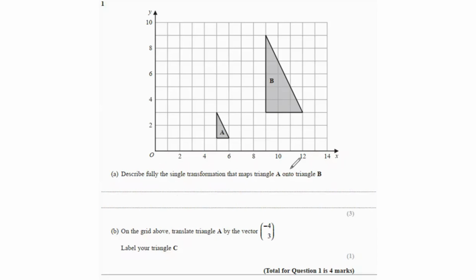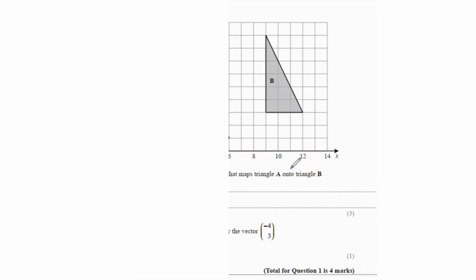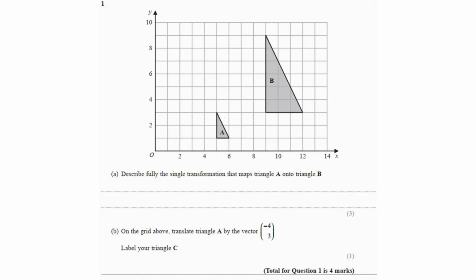As you can see, the size of the shape has changed. So whenever the size changes, it's a clear indication that's an enlargement. So for enlargement, what we need is the scale factor and the center of enlargement. So over here, if we highlight two corresponding lengths, let's say this one and this one, we can see that this length increases by 3, which means the scale factor for this enlargement is 3.